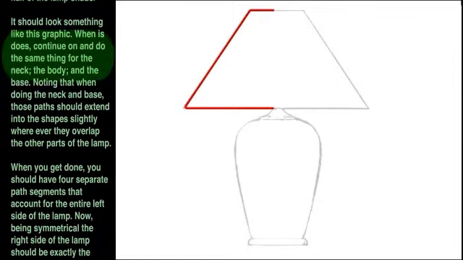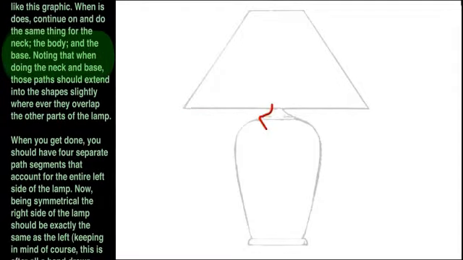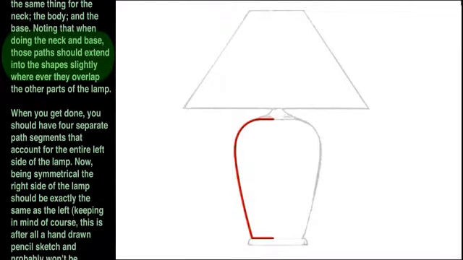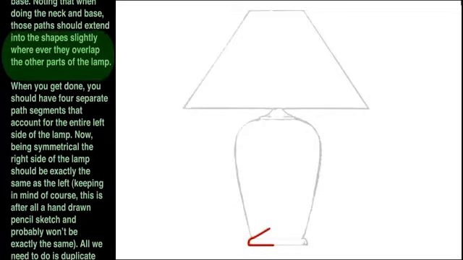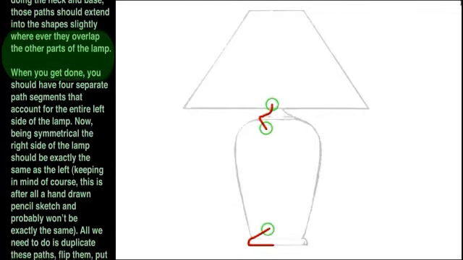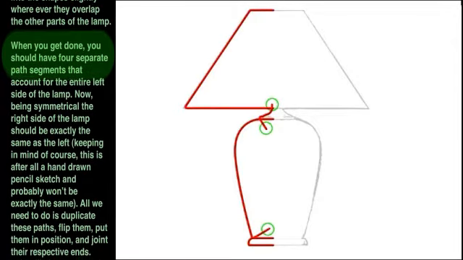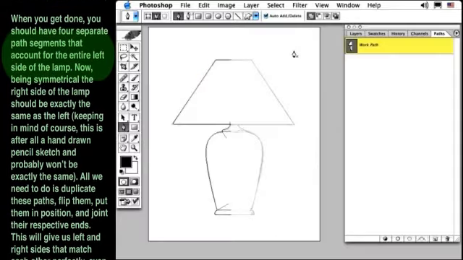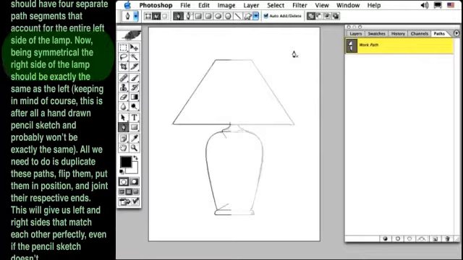When it does, continue on and do the same thing for the neck, the body, and the base. Noting that when you're doing the neck and the base, those paths should extend into the shape slightly wherever they overlap the other parts of the lamp. When you get done, you should have 4 separate path segments that account for the entire left side of our lamp.